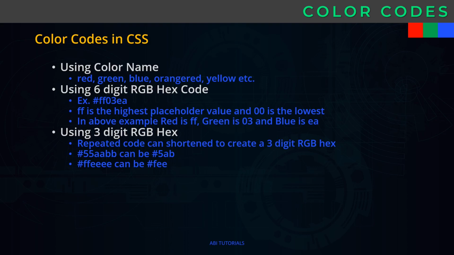The third method is to use a 3-digit hex. A 3-digit hex can be used in places where the set of characters corresponding to the specific color is duplicated for all three colors. Example, #55AABB can be shortened to #5AB since they are repeated. Similarly, #FFEEEE can be shortened to #FEE.